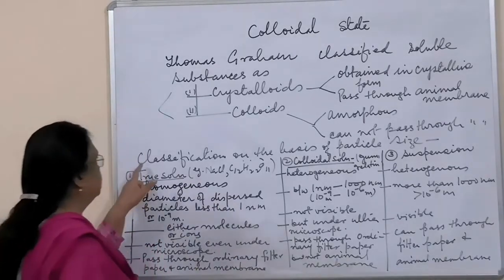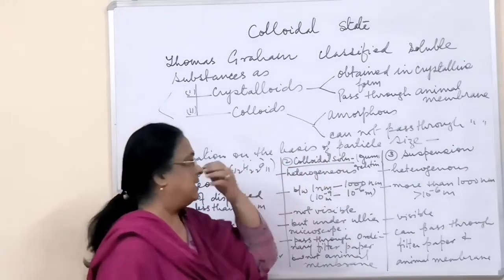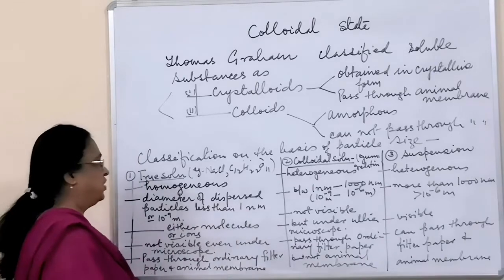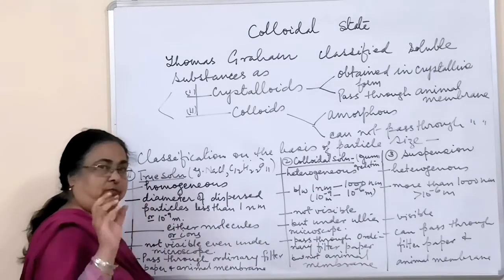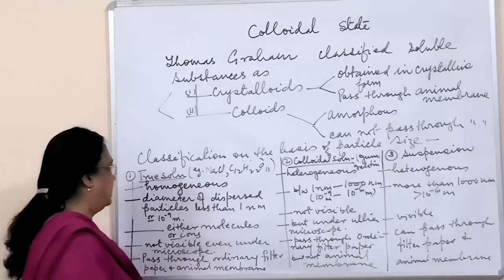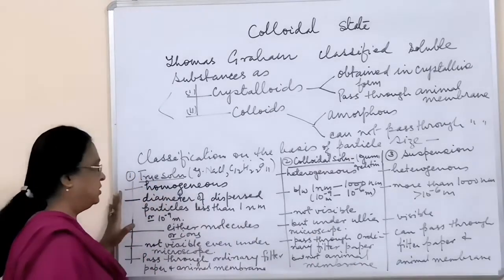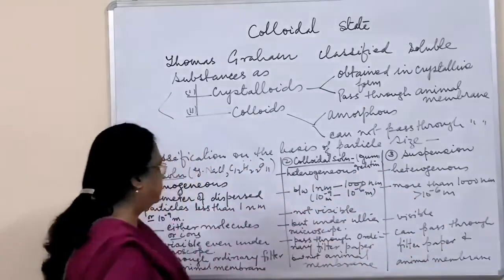Now, the other basis of classification is on the basis of the particle size. The substances which are soluble in a solvent form solution, they are classified on the basis of the size of the solute particle present in it. That is, first is true solution, second is colloidal solution, third is suspension.